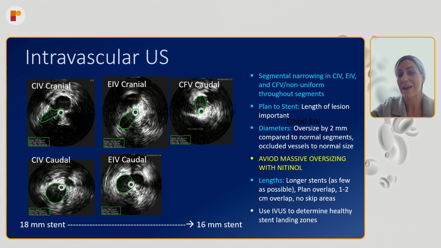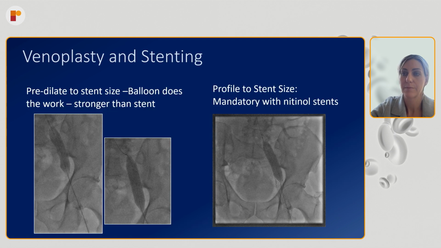When you're picking your diameter, you want to make sure you're oversizing slightly, within a couple millimeters, although you want to avoid massive oversizing with nitinol because you can have pretty significant groin or back pain if you oversize. On the next image, you can see you pre-dilate always to the stent size. This does the work. The stent doesn't do the work in breaking up the scar tissue.